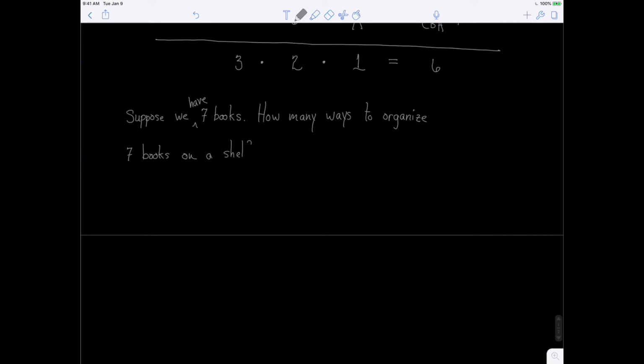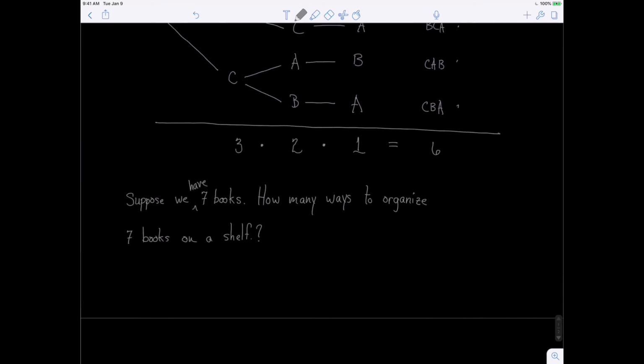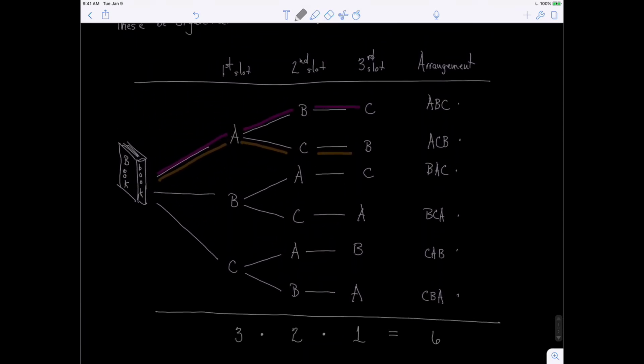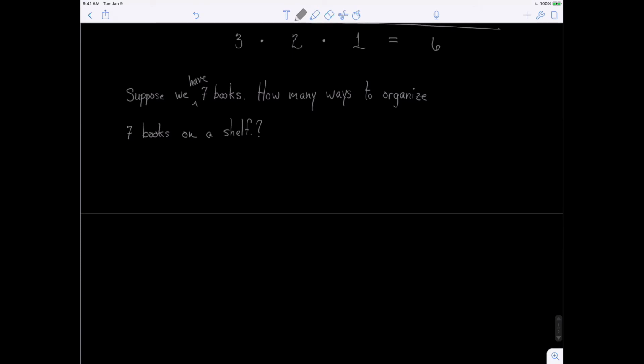Well, if we use what we just learned from above, instead of making the tree, let's think of it this way. We have our first slot, our second slot, and our third slot. So in this problem here, we're going to have a first slot, a second slot, a third slot, a fourth slot, a fifth slot, a sixth slot, and finally a 7th slot.